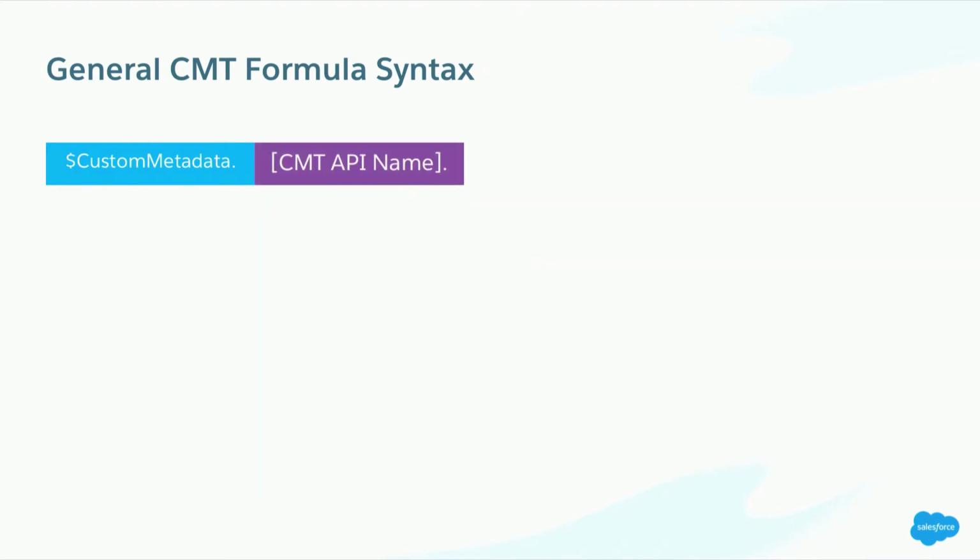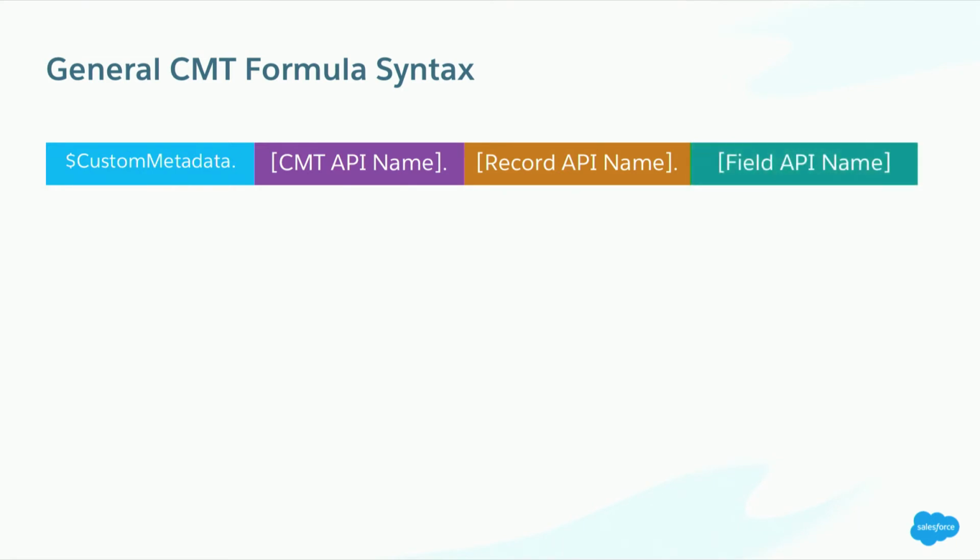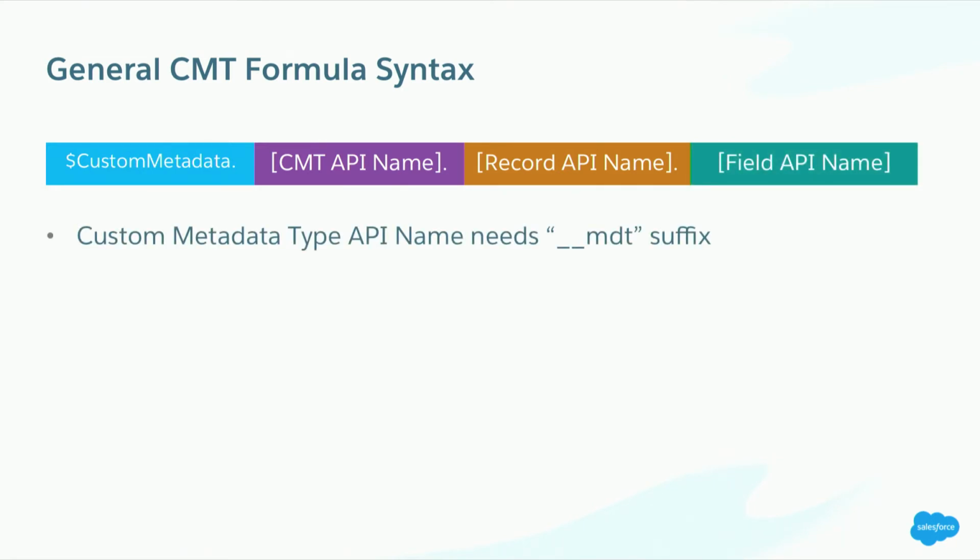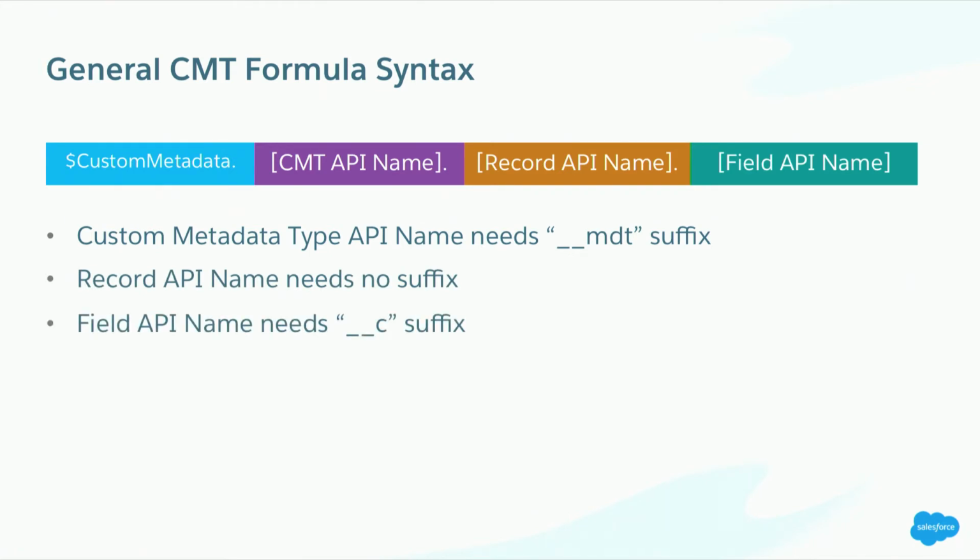Let's talk about the formula syntax. First, you'll start with $CustomMetadata, the constant, to let you know, hey, a custom metadata reference is about to happen. Then a dot, the custom metadata type API name, dot, the record API name, dot, the field API name. See, it is simple. When you have the custom metadata type, you need to use its __mdt suffix. Records don't have any suffix. And field API names need the __c value.